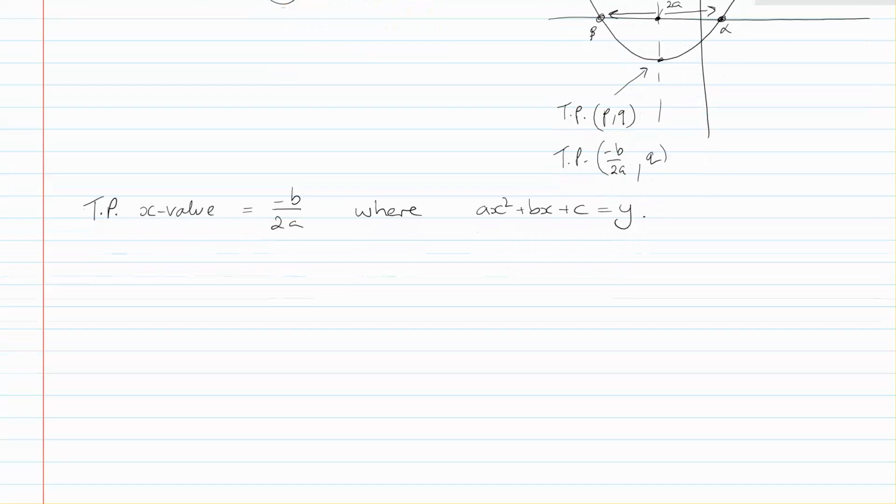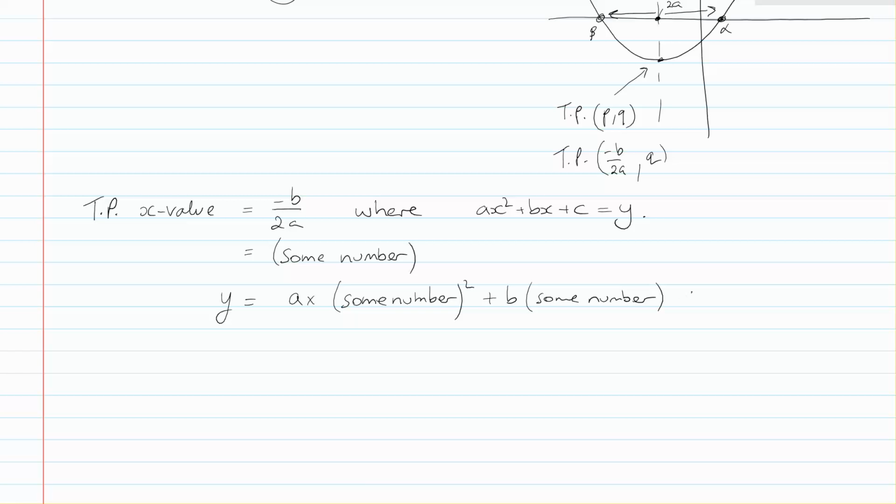If we want to find our y value, we work out what this is equal to. So some number. Don't forget it always equals a number. And then y is equal to a times some number, whatever that number is, squared plus b times some number plus c. Magic. All you do is you substitute your x value, the turning point, back into the function, gives you your y value, ba-boom, you've got your turning point.